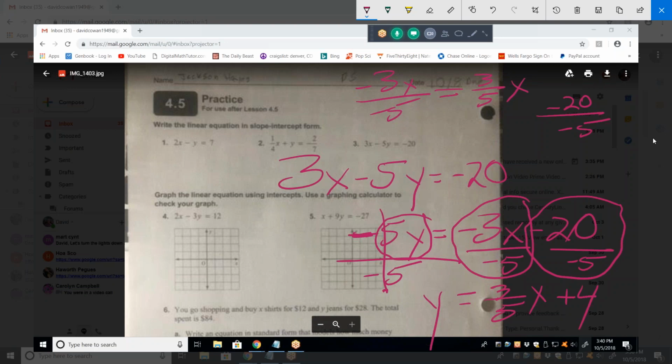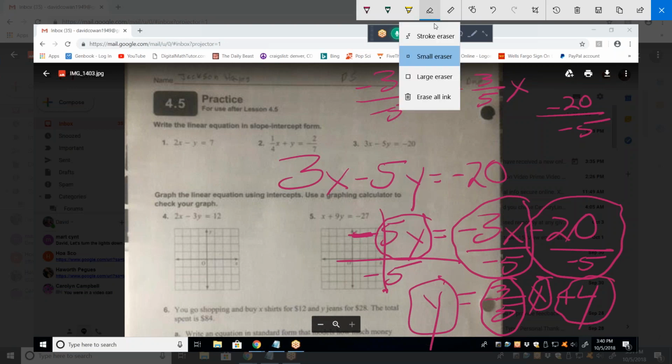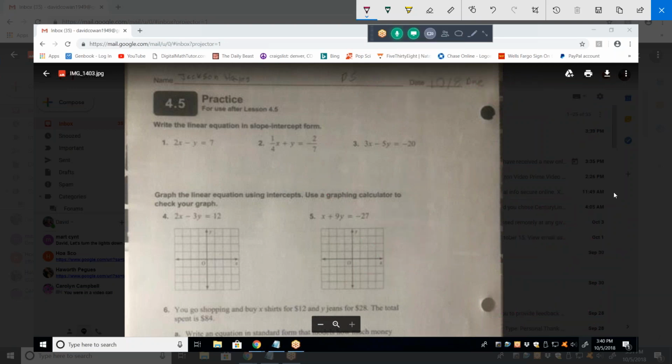In other words, you always want it to end up being y equals some coefficient times x plus or minus another number. You with me? All right. Let's look at number 4. Graph the linear equation using intercepts. It says use a graphing calculator to check your graph.